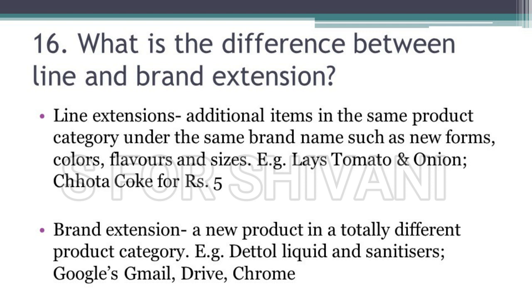Example, if you think of Lay's, then there is Lay's tomato and Lay's onion. Lay's onion is my favorite. You can tell me yours in the comment section. Then there is Chhota Coke for ₹5 from the half-liter bottle. So this is basically line extension.